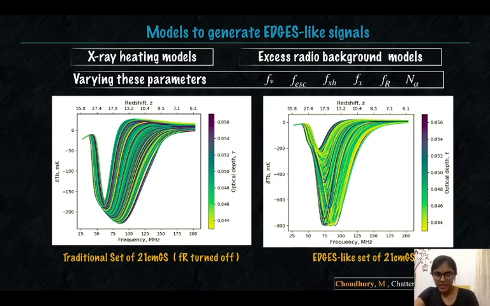So the parameters which get into our code are f_star, f_escape, f_XH, f_X, f_R corresponding to the excess radio background, and N_alpha. We vary these parameters to generate several realizations of the global signal. You can see in these two plots, the left hand side are the traditional set of 21 centimeter global signals in which we have turned off the excess radio background, and in the right hand side set we have EDGES-like set of 21 centimeter global signals with the excess radio background turned on.